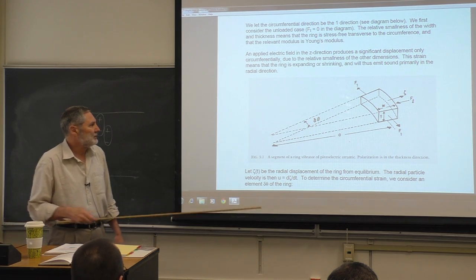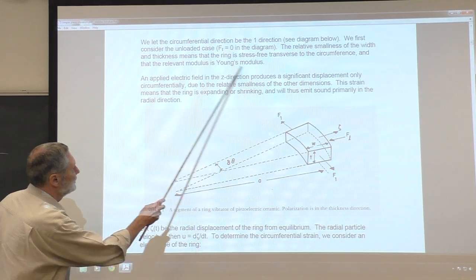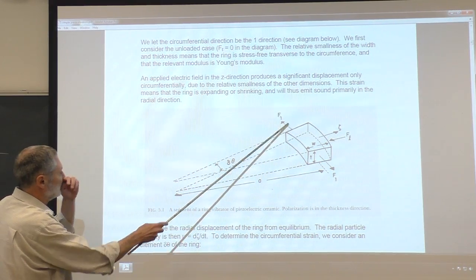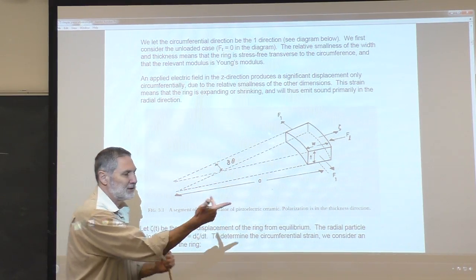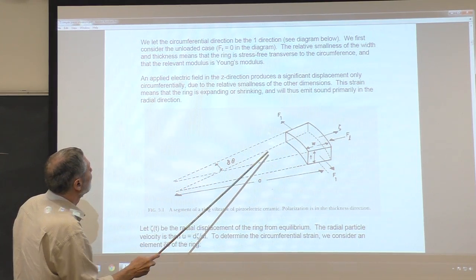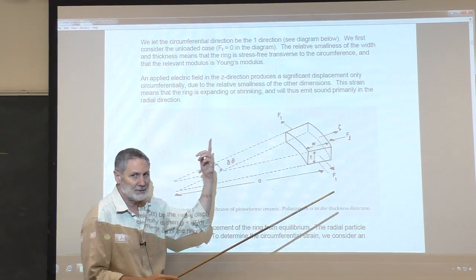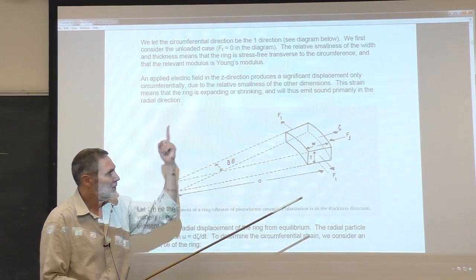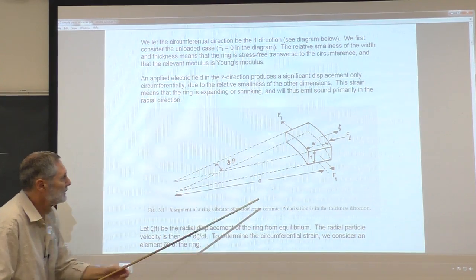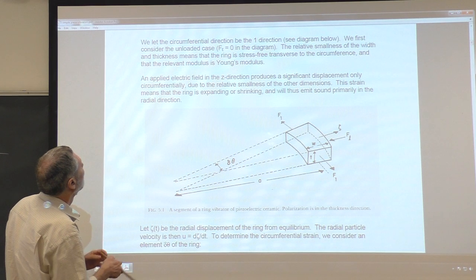Okay, so we need directions here. We'll call the circumferential direction the one direction. So locally we have rectangular coordinates here. We've seen this before, okay? We're going to call this the x direction, the circumferential direction. The z direction is in the polarized direction, okay? That's standard. So that's the 3 direction.